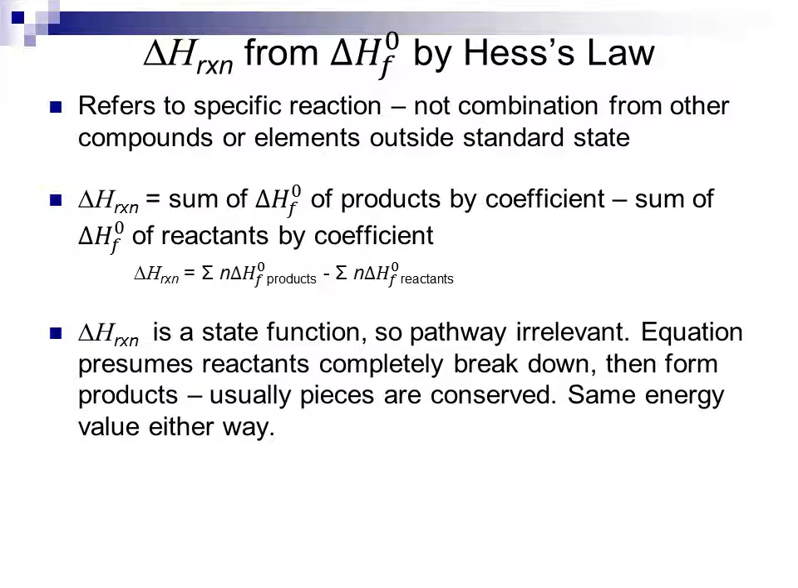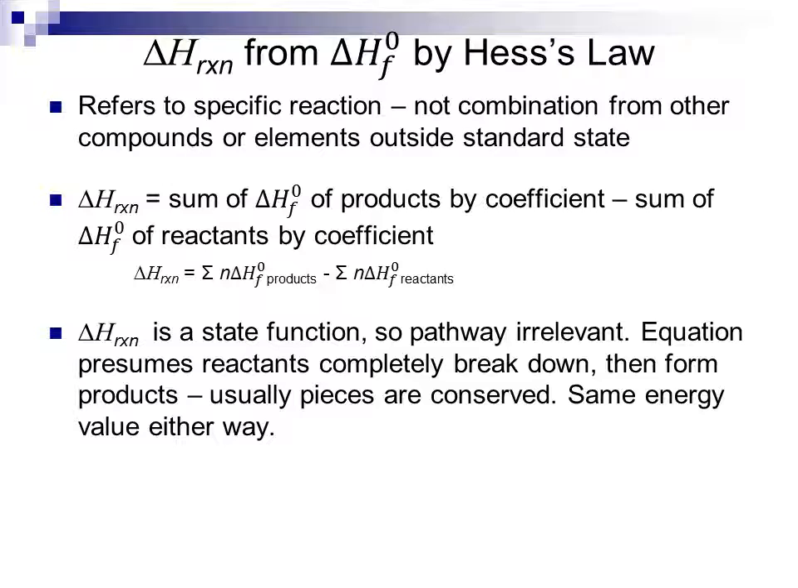Heat of reaction is a state function, so the pathway that we take to get to the heat of reaction is irrelevant. The equation will presume that the reactants completely break down and then form products, such that all of the compounds decompose into component elements by breaking apart into all of their atoms, and then those atoms all rearrange to form products, so that there are no bonds left over from the breaking down of reactant to product and then making products. So we have a complete disassociation of all the atoms during the course of the reaction.